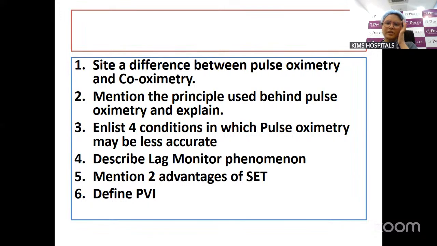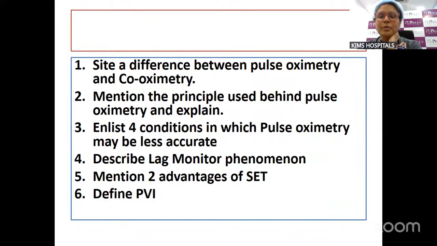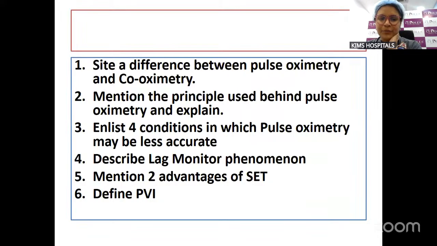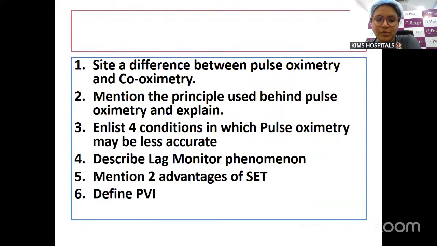Some more questions. A difference between pulse and co-oximetry is that co-oximetry also measures the methemoglobin and cyanhemoglobin levels apart from oxygenated and reduced hemoglobin. So it is also a precise tool for measuring the abnormal hemoglobins. The principle behind pulse oximetry is, of course, the Beer-Lambert law, and four conditions in which pulse oximetry would be less reliable include poor perfusion states, dyshemoglobinemias, optical interference, and movement artifacts, as we discussed.